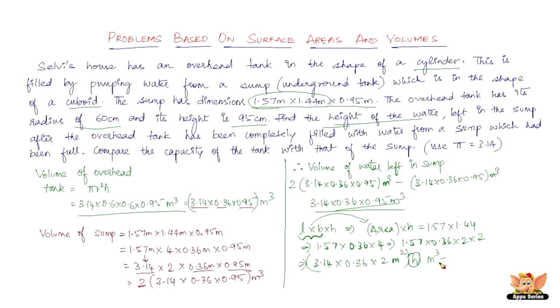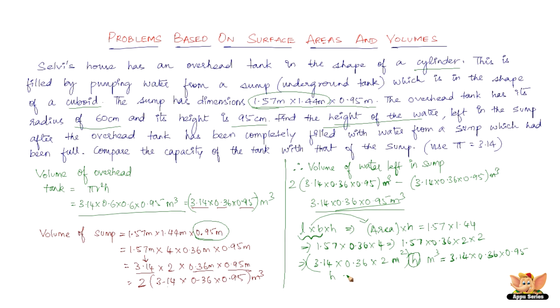Now this volume should be equated to the volume of the overhead tank, right? Which is nothing but 3.14 into 0.36 into 0.95, because we know that the capacity of the sump is 2 times that of the overhead tank. So that means the overhead tank is half of the sump. Once you fill water from the sump to the tank, half of your water is gone, right? So we can even avoid these calculations and straight away do 0.95 divided by 2. That is one option. But if it is not exactly half, you can come back to this.